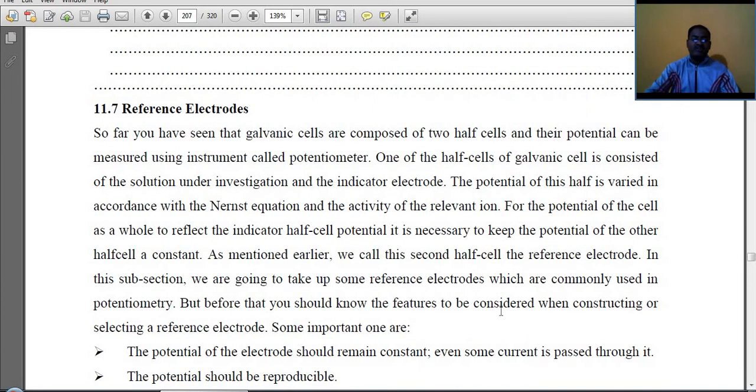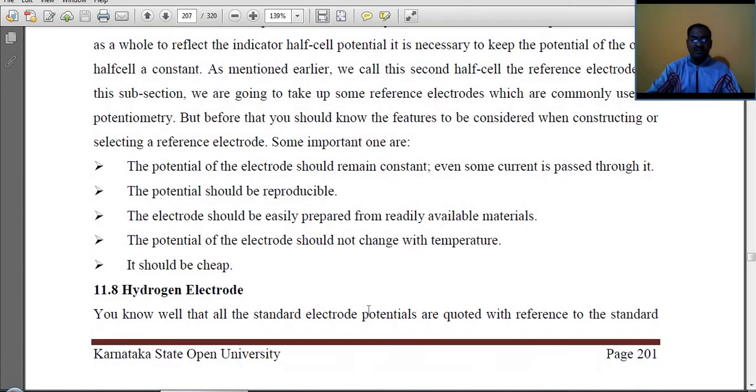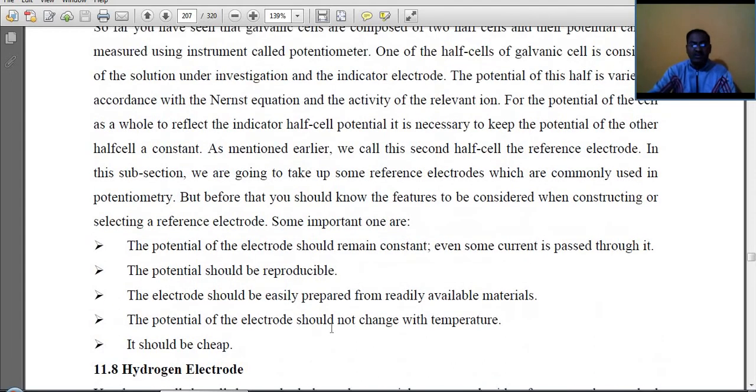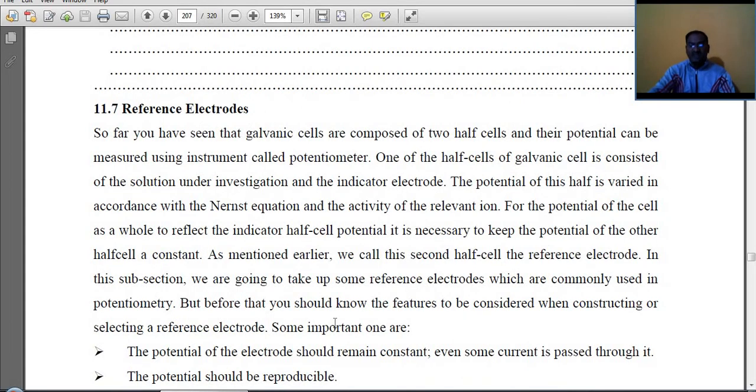Next we will move on to the reference electrode. Some important requirements of a reference electrode are these. The potential of the electrode should remain constant, even if some current is passed through it. The potential should be reproducible. The electrode should be easily prepared from readily available materials. The potential of the electrode should not change with temperature, and it should not be costly. These are the important requirements of a reference electrode.